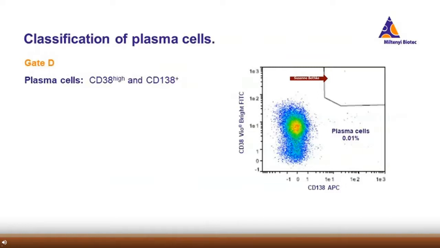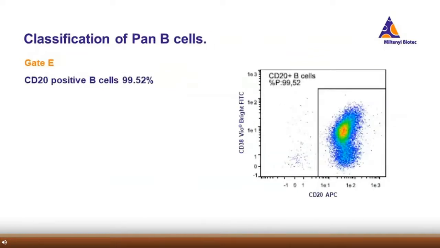You see the percentage of plasma cells in human blood is usually pretty low, around 0.01%. That is why it is always so hard to find them, but that is how you gate them. Then in the next step, we gated on CD20 positive B cells. We made a nice gate here, and there you have all your B cells, around 99% of the cells.